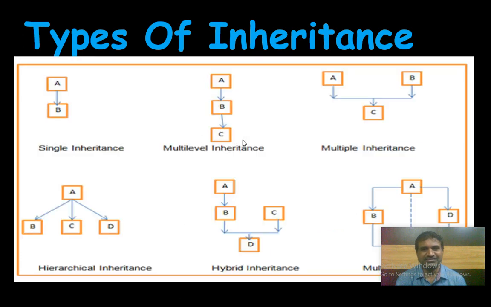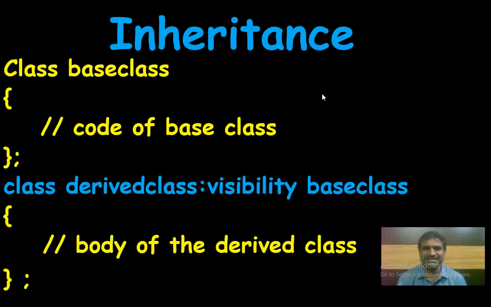Let's see. This is a simple diagram which will illustrate the types of inheritance. Single: B class is inheriting from A. Multi-level: A, B, C. Multiple: deriving features from more than one class. Hierarchical inheritance in a systematic way, and hybrid inheritance using more than one type of inheritance in one code. So this is about the types of inheritance. We will illustrate in detail, in one video each, every type of inheritance.